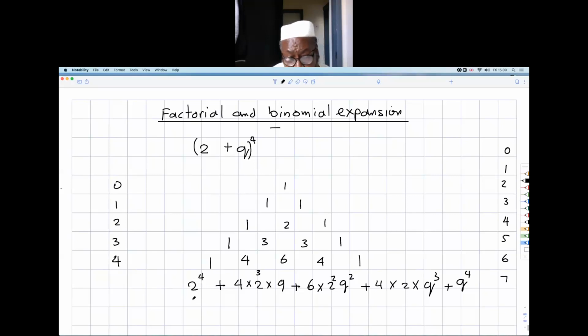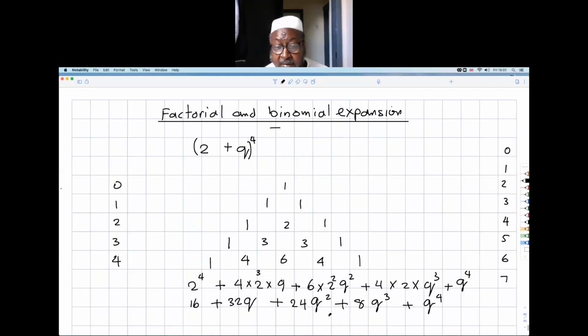We work it out. 2 to the power 4 is 16, and here 2 cubed is 8. 8 times 4 is 32q, and here 2 squared is 4. 4 times 6 is 24q squared, plus 2 times 4 is 8q cubed, plus q to the power 4. So this is a straightforward application of how to work out factorials and binomial expansion.